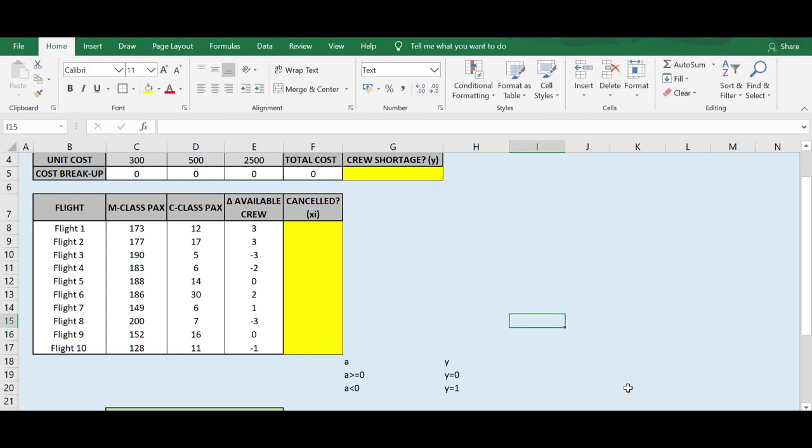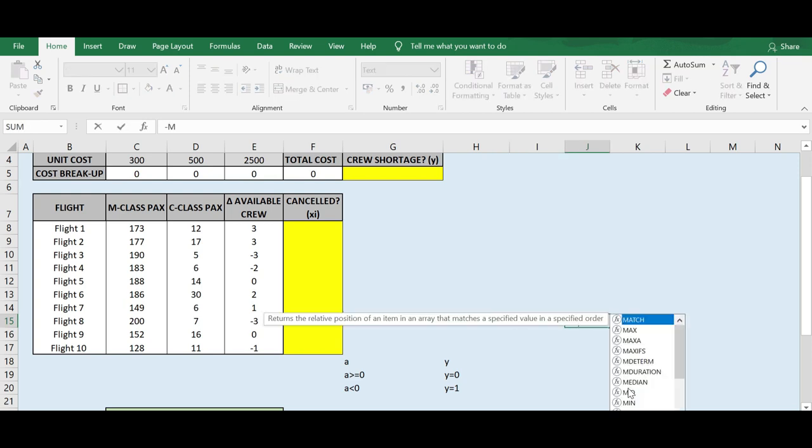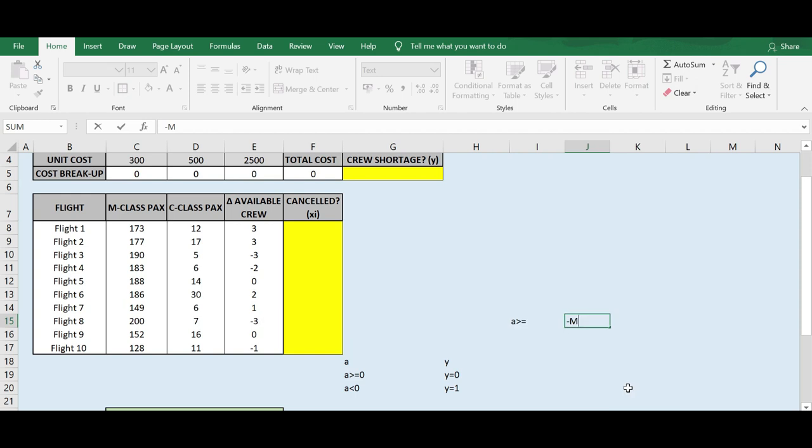Let me create a constraint and see if it works for both the conditions. So let me say A is greater than or equal to minus m times y, where m is a very large number, let's say 999. So this means that A should be greater than or equal to some large negative number multiplied by y.